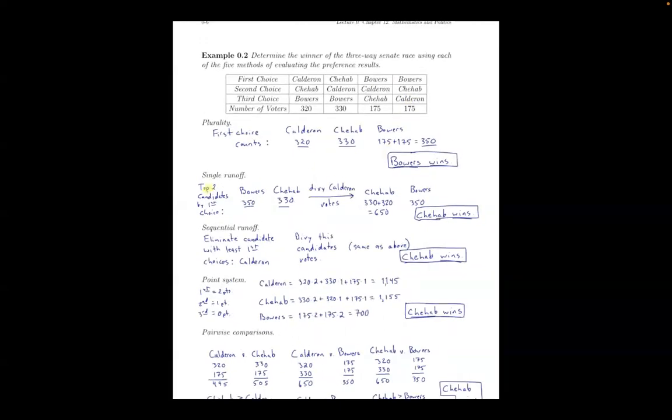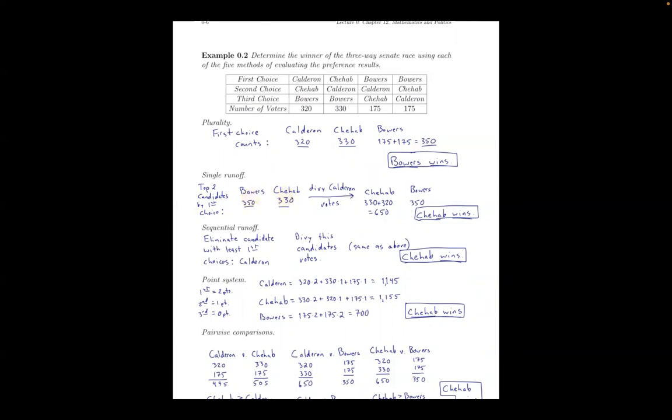The single runoff says take the top 2 candidates by first choice votes. Okay, so the top 2 candidates, the candidates with the most first choice votes. Well, remember we have all those listed here, so we can use that information. Bowers has 350, Shahab has 330, and Calderon has 320. Clearly, Bowers and Shahab have the most first choice votes, and they're the top 2 candidates.